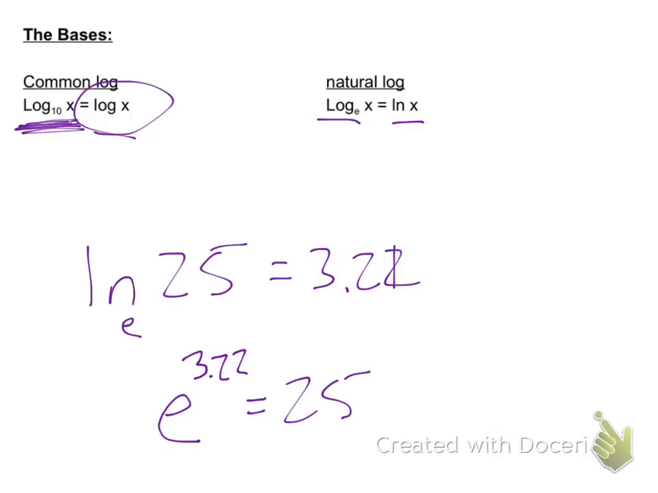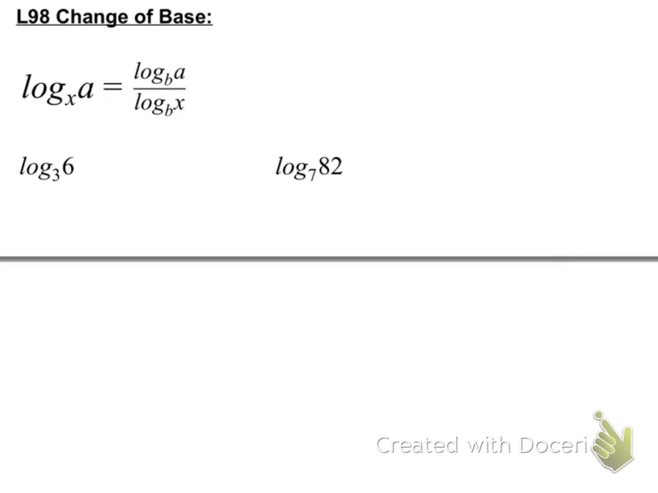Here's the thing though. Your calculator only has those two bases on it. There's log base 3, there's log base 5, there's log base 163. That's not on your calculator. Now some calculators can actually put different bases in. Most of the others can't. And so what do we do to deal with that?